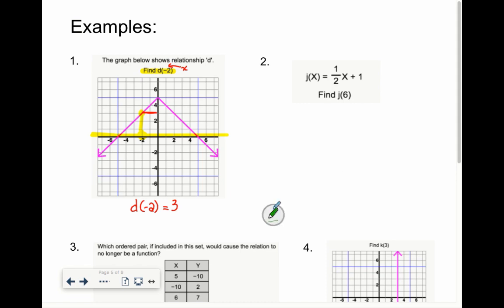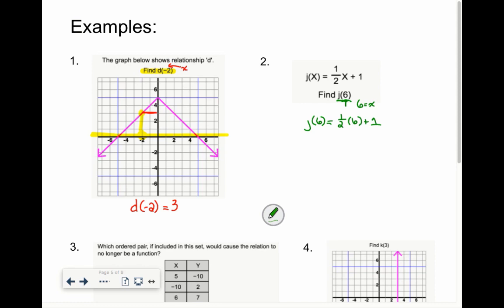Example number 2. We have j of x is equal to 1/2 x plus 1. So it says find j of 6. So remember, 6 is the x value. So in the j of x, you're going to do j of 6 is equal to, and then you're going to do 1/2, and every place you see x, you're going to replace with a 6.